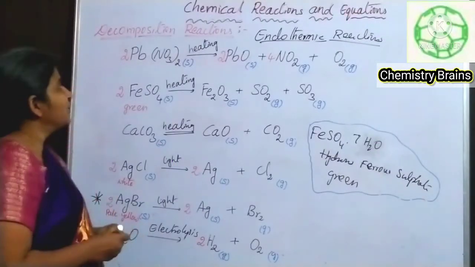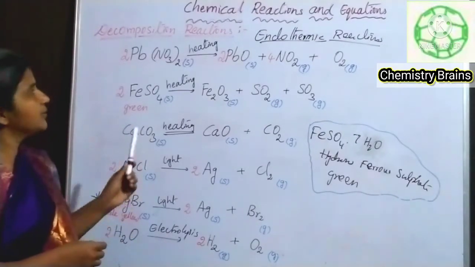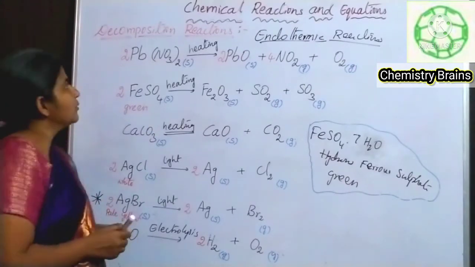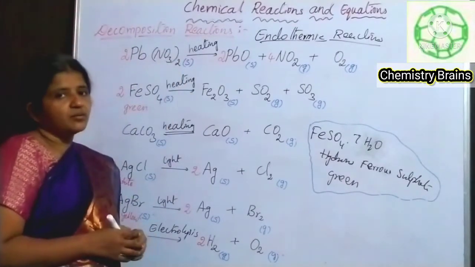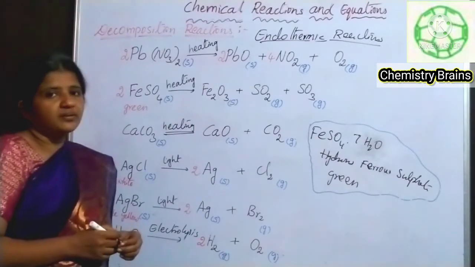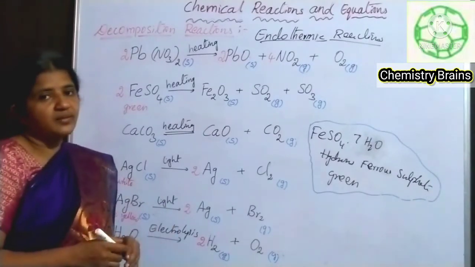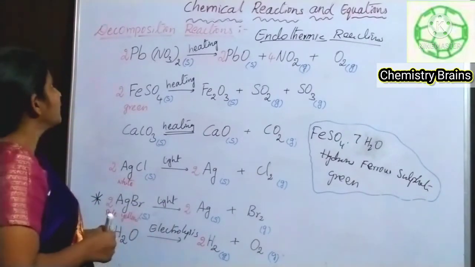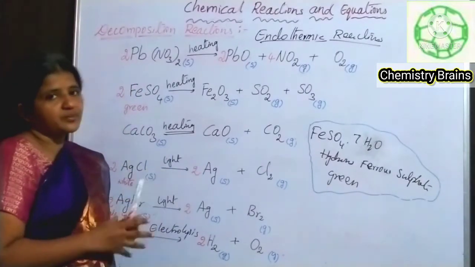Hello children. Today we will discuss one more important topic from the chemical reactions and equations lesson in class 10th. The topic is decomposition reactions. It is one of the types of reactions. Already in the previous class we discussed combination reactions. Now we will discuss decomposition reaction. Decomposition means breakdown of a substance.